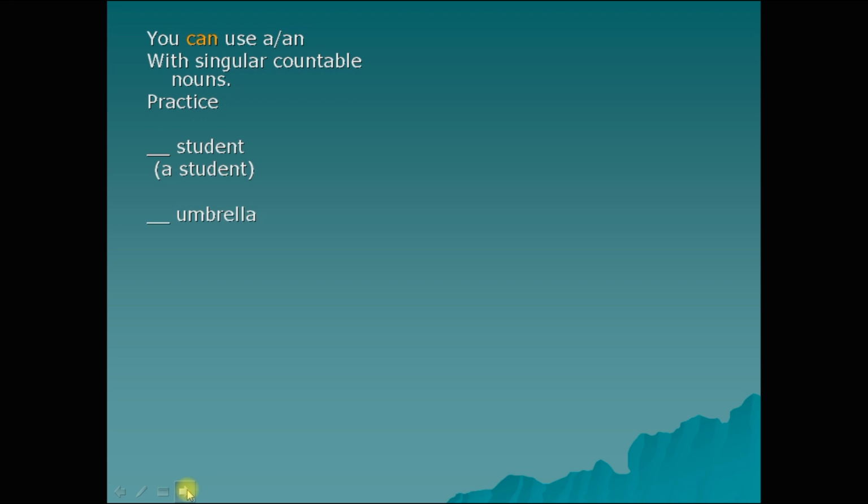Example, umbrella. What is the answer? A or an? An umbrella, correct, because umbrella is singular, umbrella is countable, and umbrella begins with a vowel sound. That's why we are going to put an.